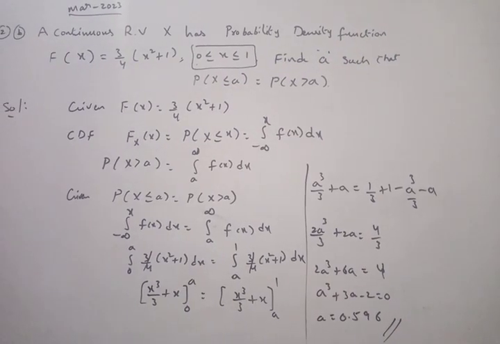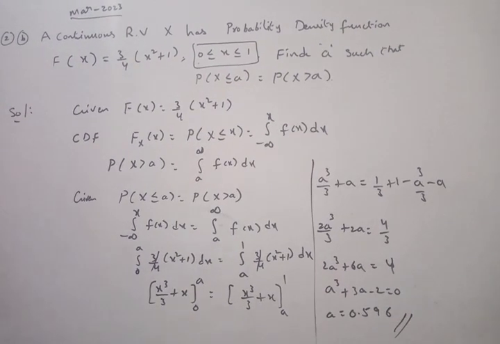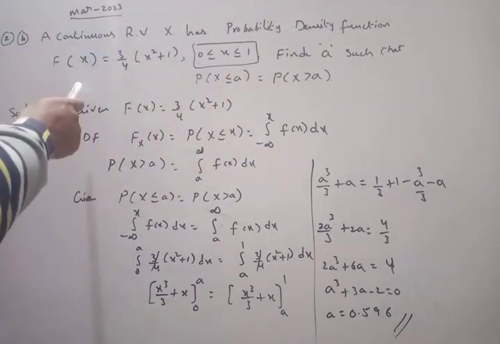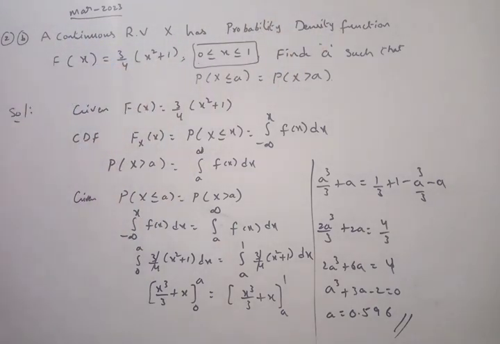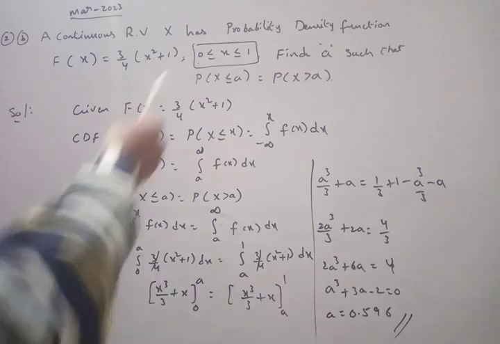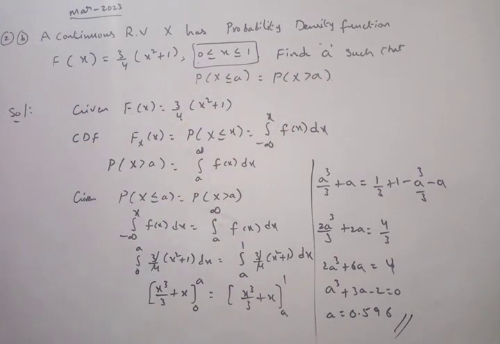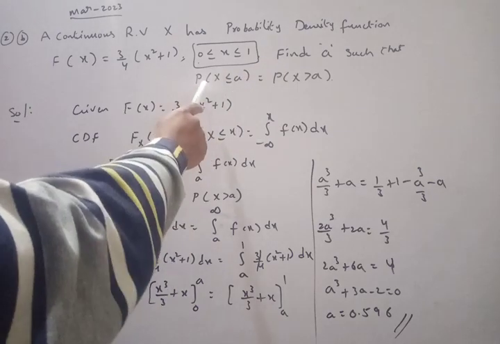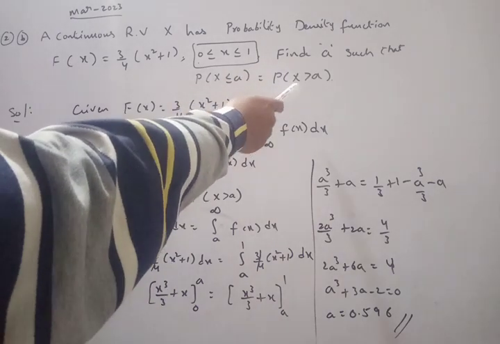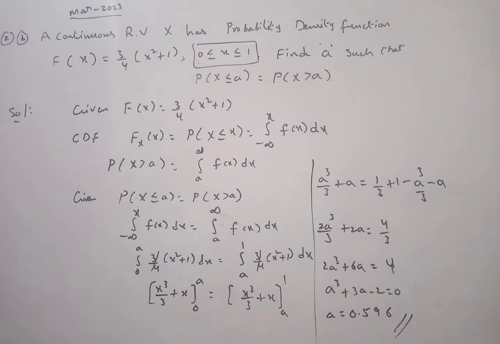See here, first what he gave: a continuous random variable capital X has a probability density function f of x is equal to 3 by 4 x into x square plus 1, where x is between 0 to 1, and we have to find the value of small a. Small a is such that p of capital X is less than or equal to a, that is equal to p of capital X greater than a. This is the problem.